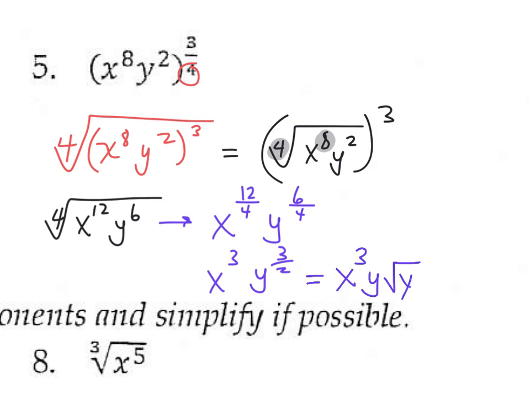One other way of thinking about that, right, y to the 3 halves is the same as y to the 1 1/2, or y times y to the 1/2, which you can see directly matches our work in our simplified form.